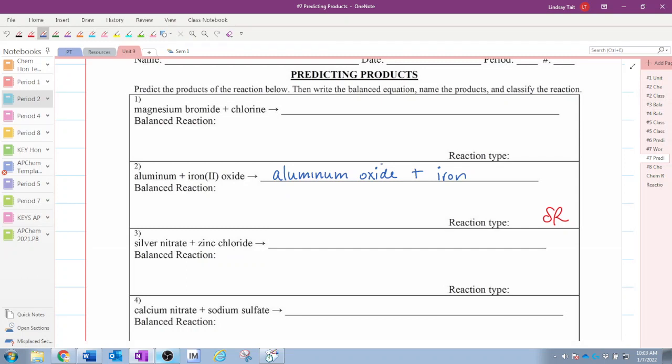Aluminum and iron would both be positively charged. Not cool, bro. Have to put oppositely charged ones together. So guys, now this is kind of like the front. I'm just turning everything into formulas.